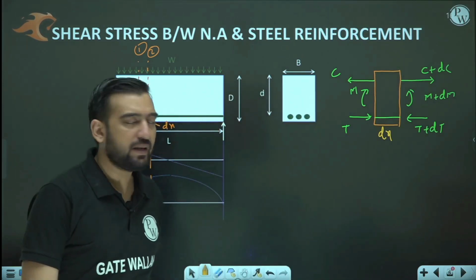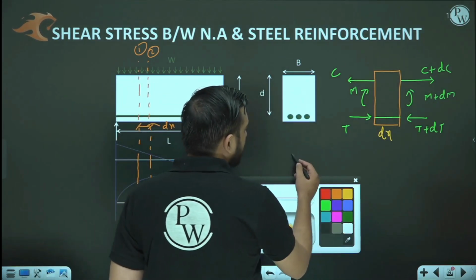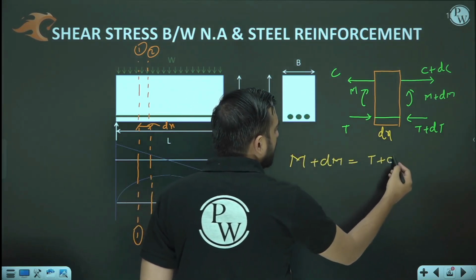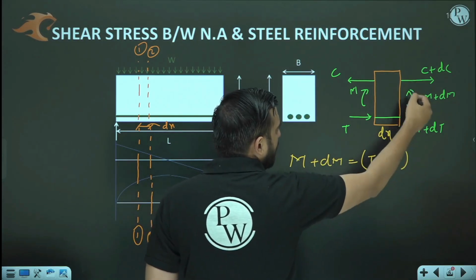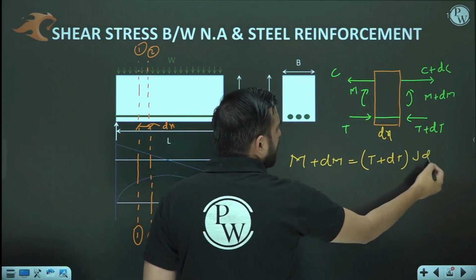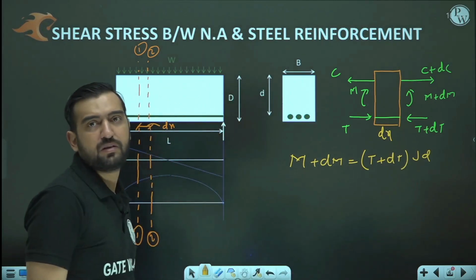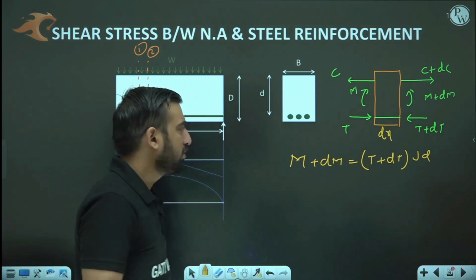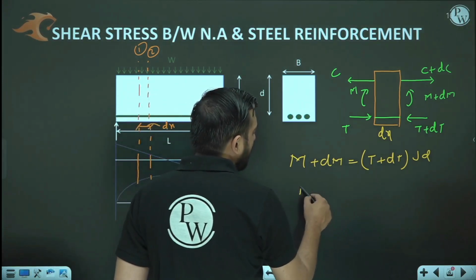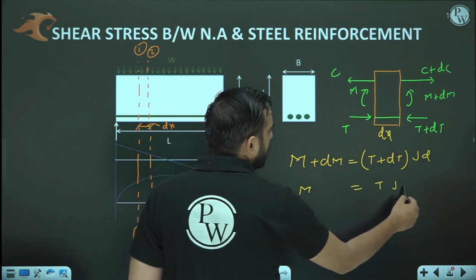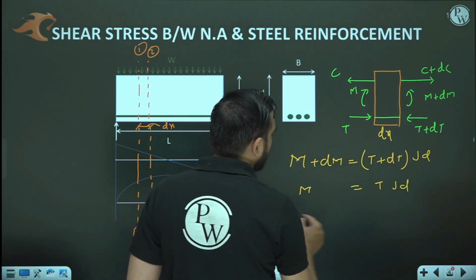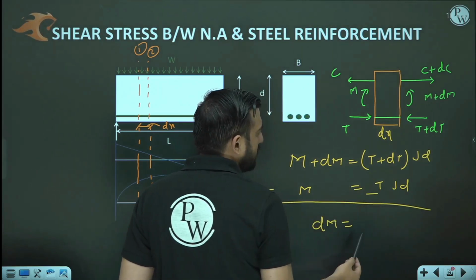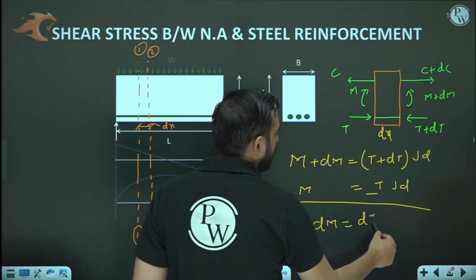So what can I write here? M plus dM is T plus dT into, what is this, the lever arm. The lever arm I am simply writing as jd. You know the lever arm is d minus 0.42 xu. Okay, or simply I am writing jd, and M is basically T jd. So if you subtract the second equation from the first, then dM you are going to get as dT jd.